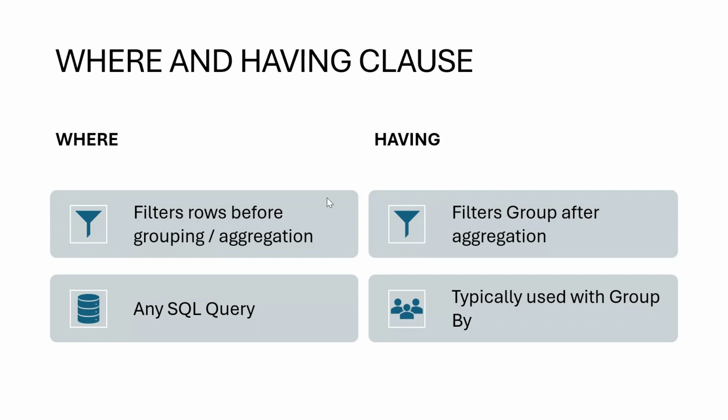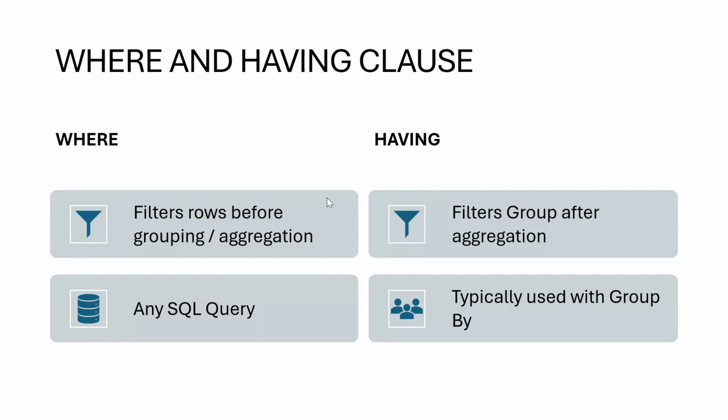At a simple level, both the WHERE and HAVING clauses are used for filtering purposes. But the WHERE clause we use before putting any grouping or aggregation, and the HAVING clause we put after using any grouping and aggregation. That's basically the simple difference between the WHERE clause and the HAVING clause.